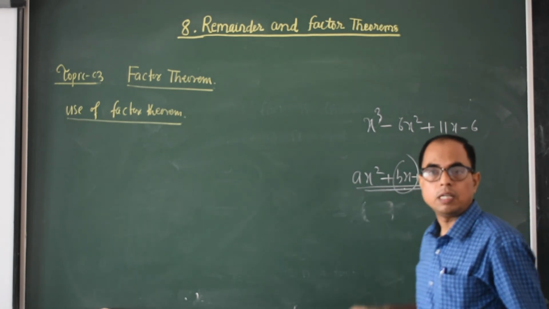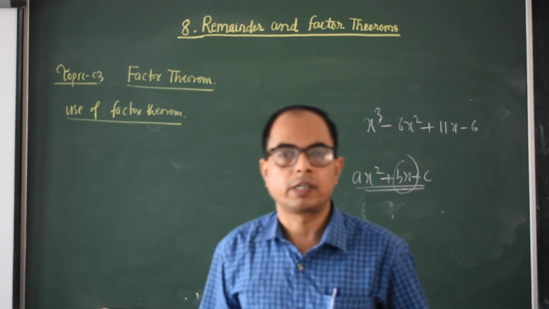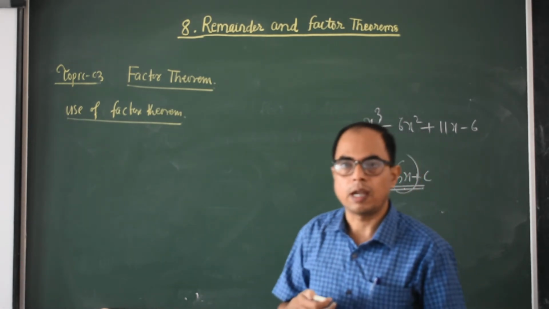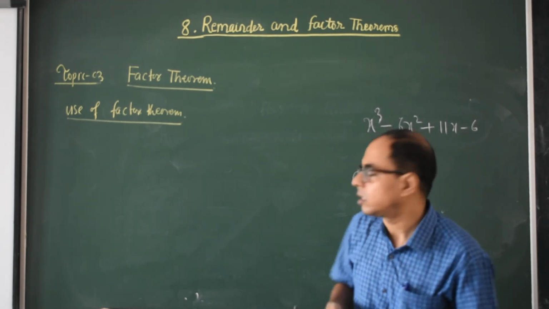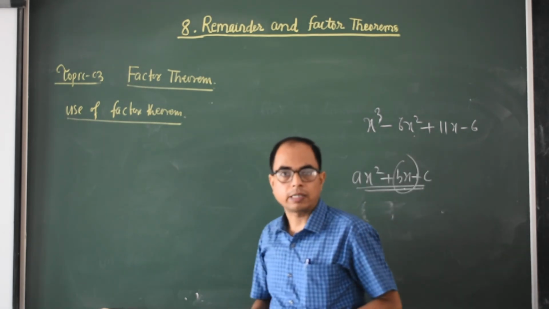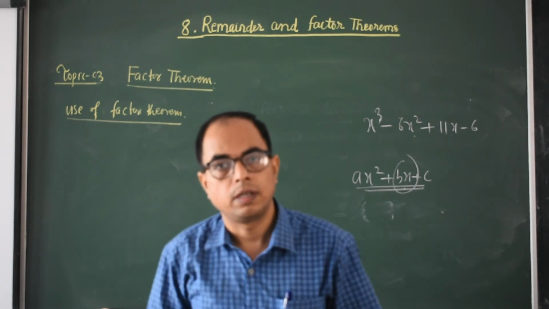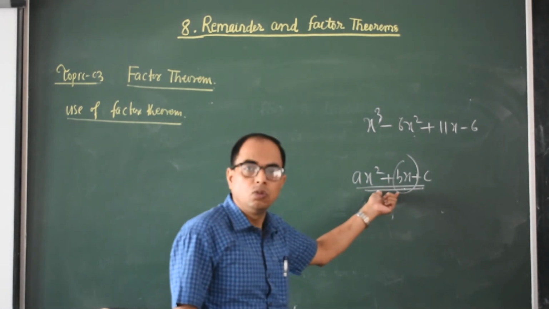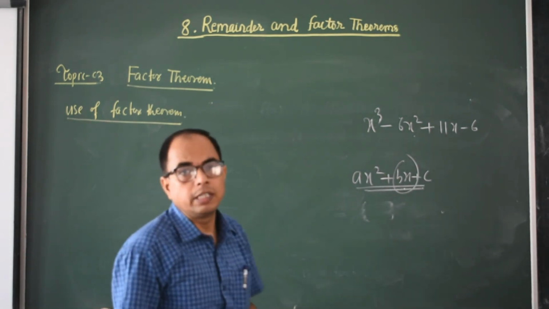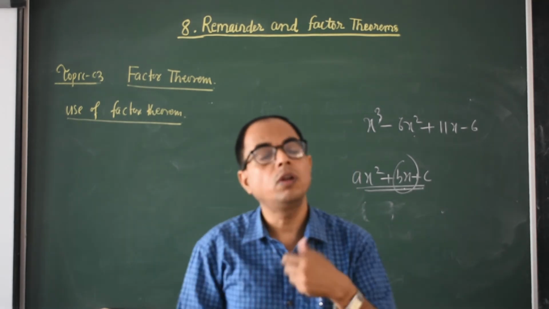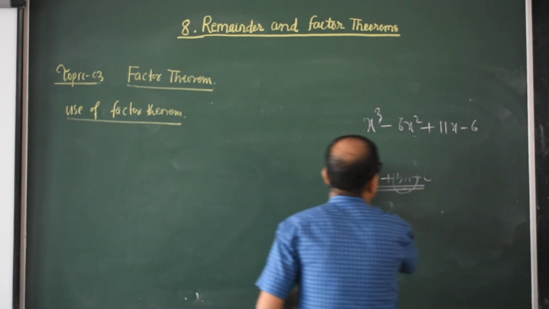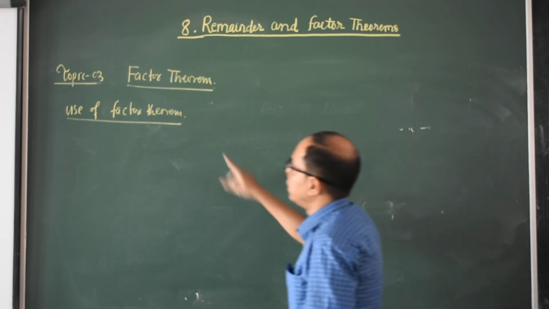Splitting method is a special method for factorization. It is used for quadratic polynomial only. So if any polynomial has degree more than 2, then to factorize those polynomials you have to use factor theorem. Clear? So factor theorem is a general method of factorization. It can be used for quadratic polynomial also, and it can be used for polynomials of higher degree also. So let us discuss how factor theorem helps in factorization.